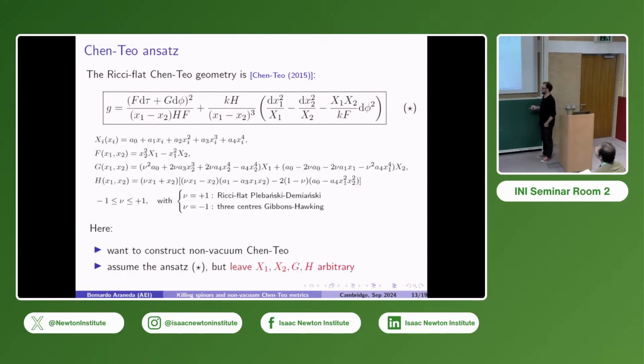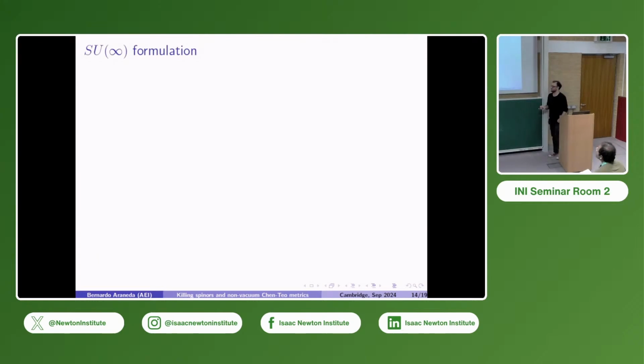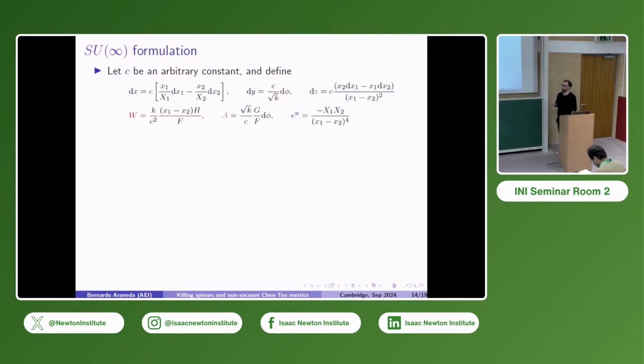So yeah, let me show you how this works in practice. It gets quite messy, but there are some mysterious simplifications that I don't understand why they occur, but somehow it works. So this is the SU infinity formulation.